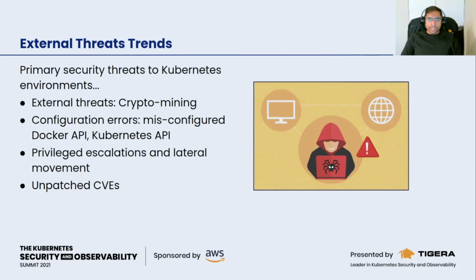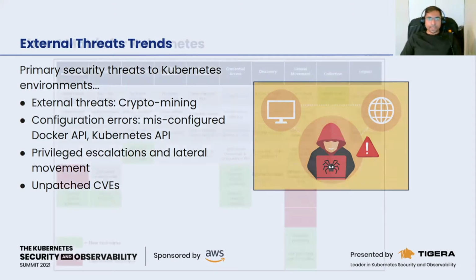And a lot of the time they get this initial access with the Docker API, a misconfigured Kubernetes API, or a kubelet API, which is a Kubernetes process on the host. They have the capabilities to escalate privileges within the cluster or within the container, and they can do lateral movement. And from time to time, they do make use of unpatched CVEs.